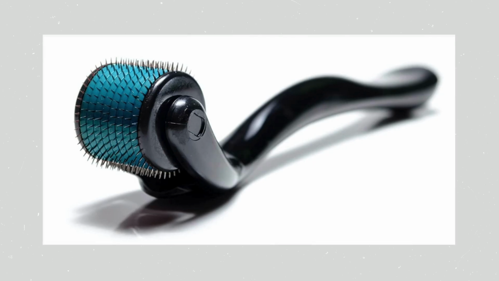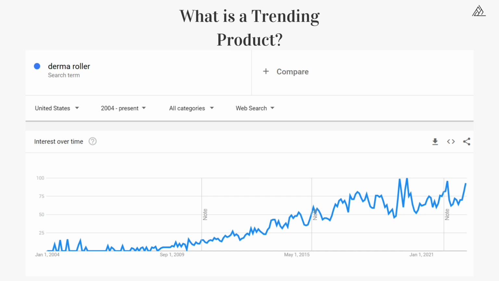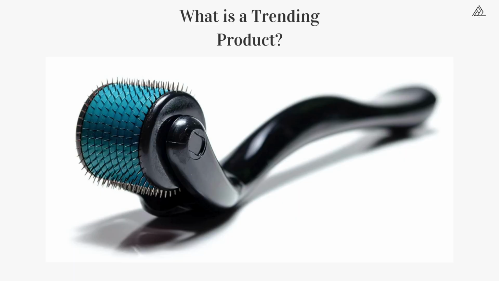Ideally, we want to be in the upcycle when launching a trending product. A great example of a trending product is the derma roller. You can see that prior to 2009, there was barely any searches for derma roller, and then it slowly started trending up. So whoever caught this product on the upcycle has made a lot of money. And for those of you that don't know what a derma roller is, it's this product. I'm not sure how you use it, but it's for your skin.